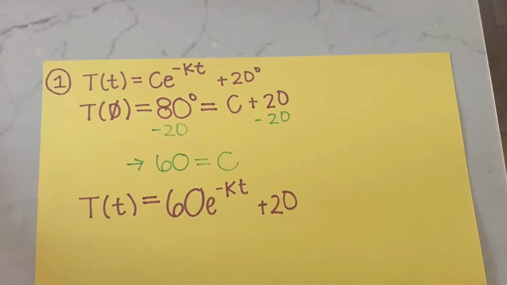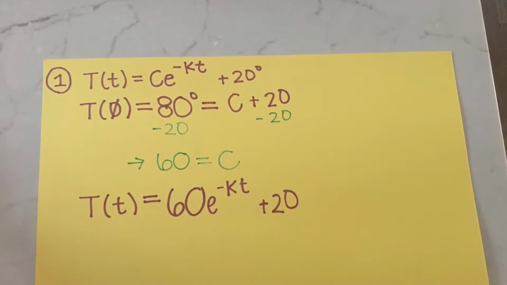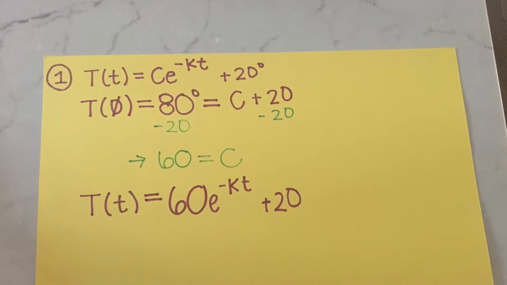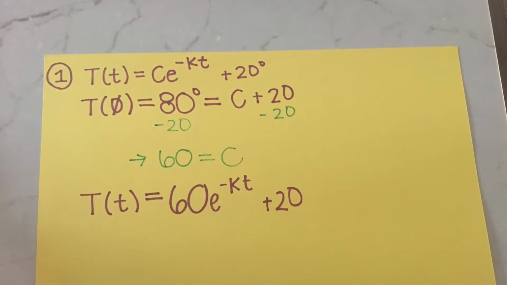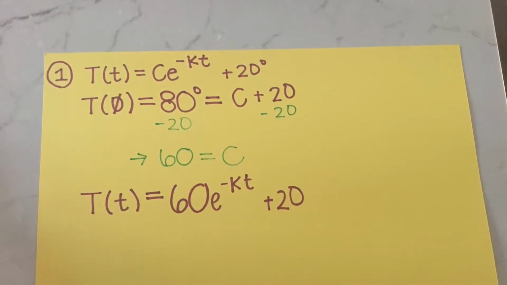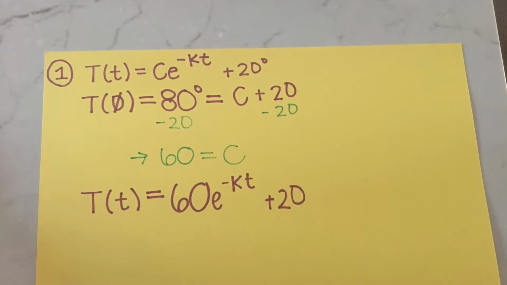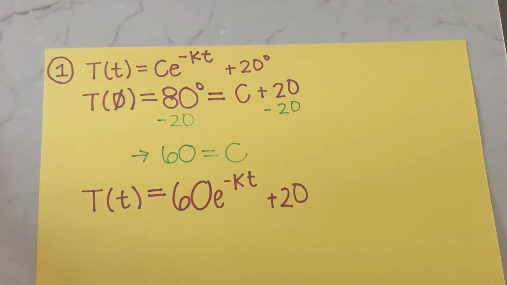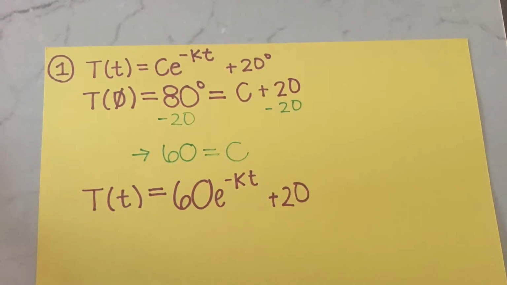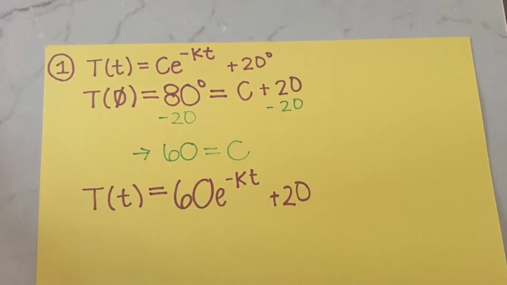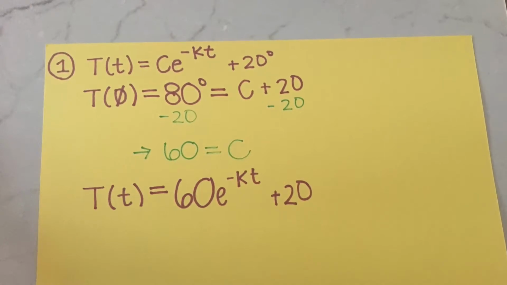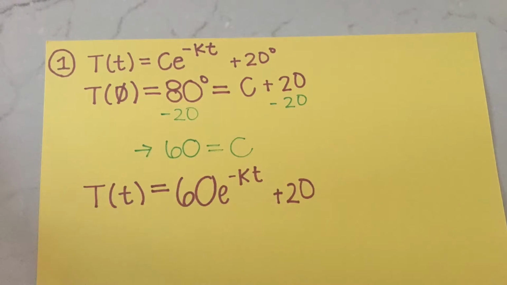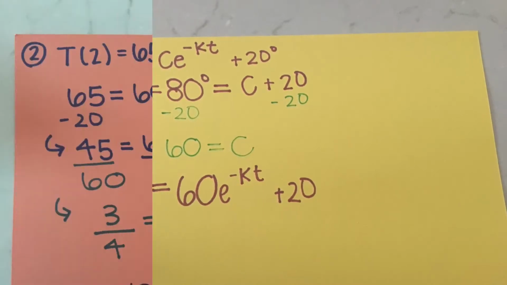The first thing we know is that our ambient temperature is 20 degrees, so we're going to plug that information into our equation, making it Ce^(-kt) plus 20. When we use T of 0, it will simplify our Ce^(-kt) term, so 80 equals C plus 20, because e to the 0 is equal to 1. When we subtract 20 from both sides, we get 60 equal to C. Now we're able to figure out C. Now we know that T of t is equal to 60e^(-kt) plus 20.